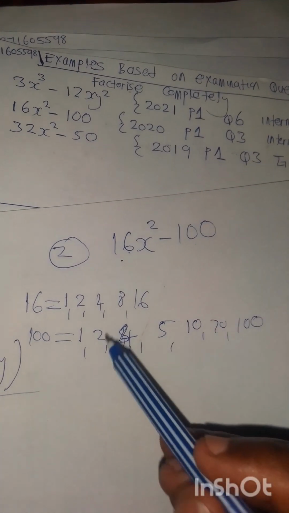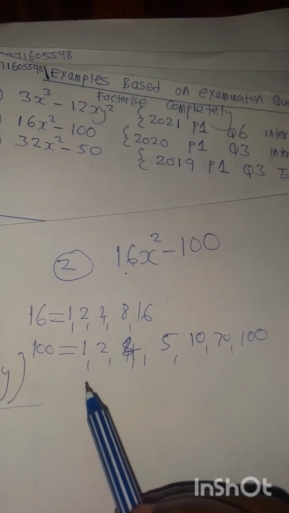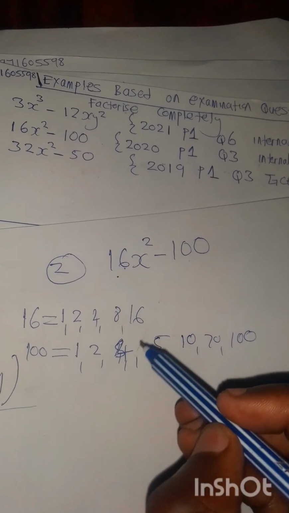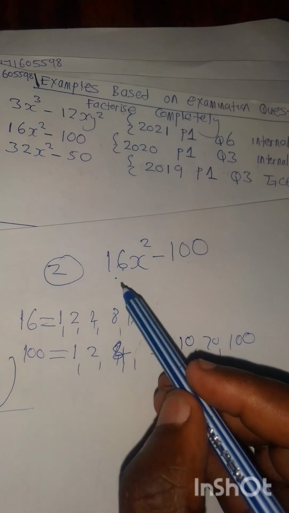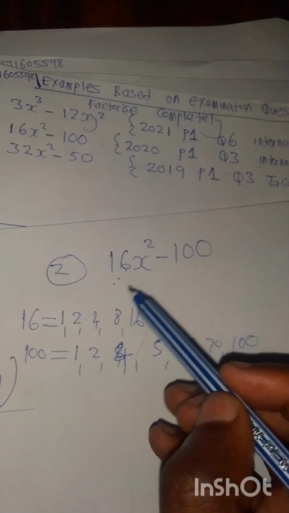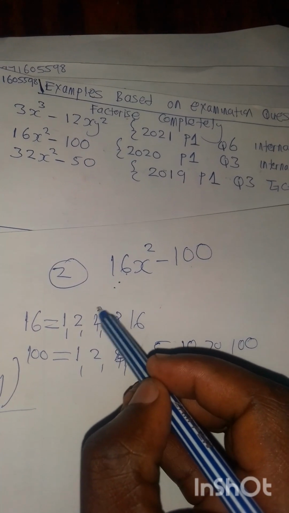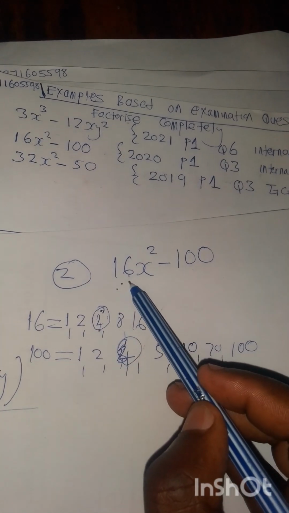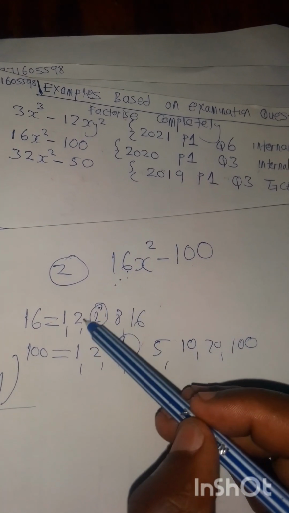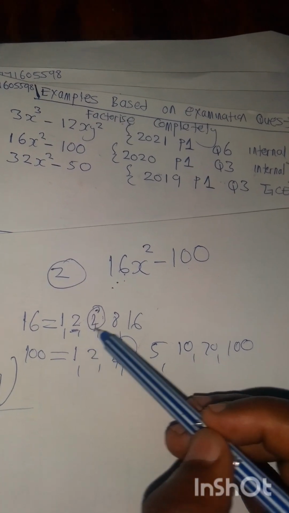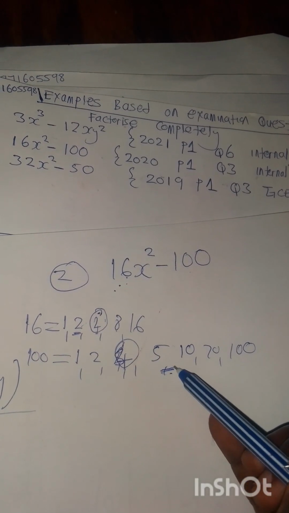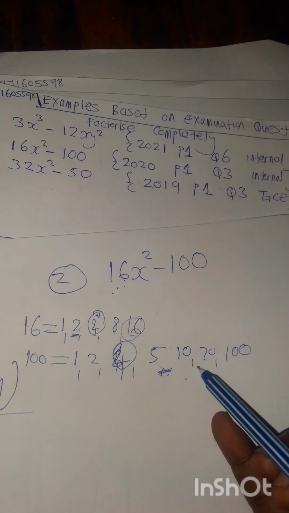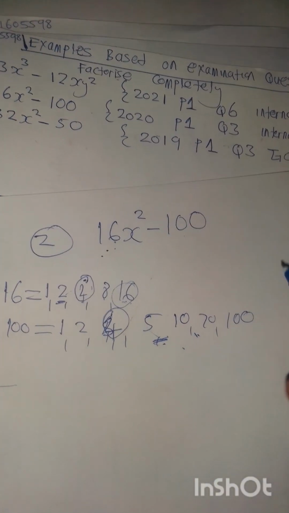These are factors. Now among these factors, we are going to pick the highest common factor. That number should be able to go into 16 and 100. So we'll pick 4. Why 4? Because 4 can go into 16 and also can go into 100. We can't pick 2, 2 is the lowest. And again, we can't pick 8 because we don't have 8 in the factors of 100. We can't pick 16 because we don't have 16 there either.